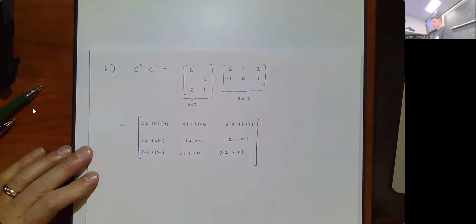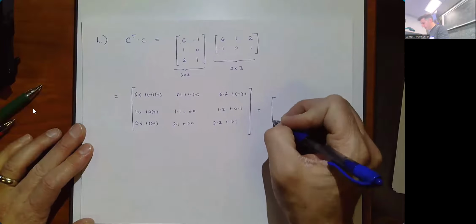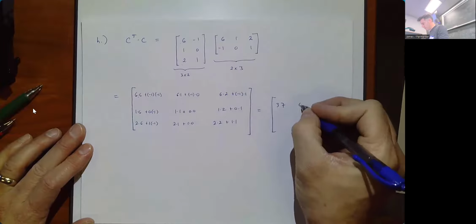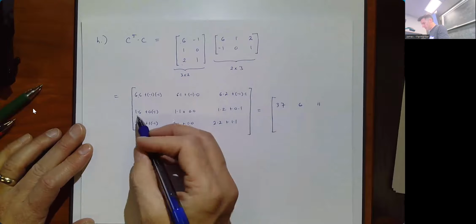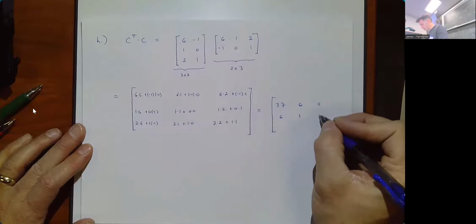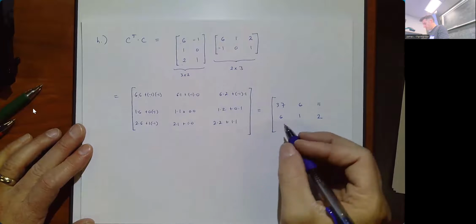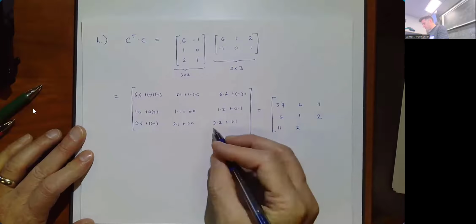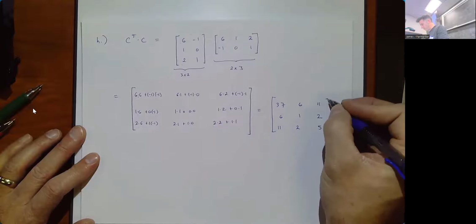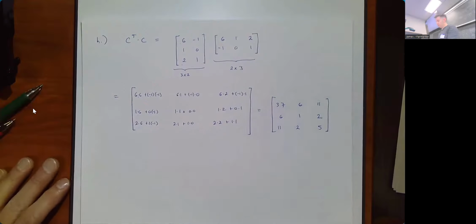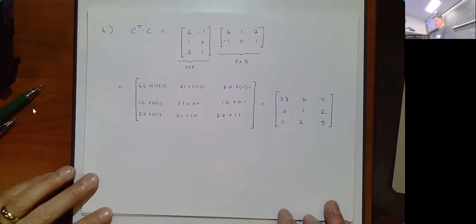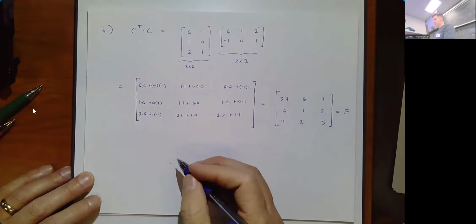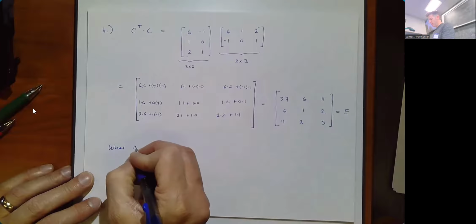All right. And then we see what we got. Let's see here. 36 plus 1 is 37. 6 plus 0 is 6. 12 minus 1 is 11. 6, 1, 2. 2 plus 0 is 2. 4 plus 1 is 5. Ooh, here's a fun question. Let's call this matrix E. What is the transpose of E?